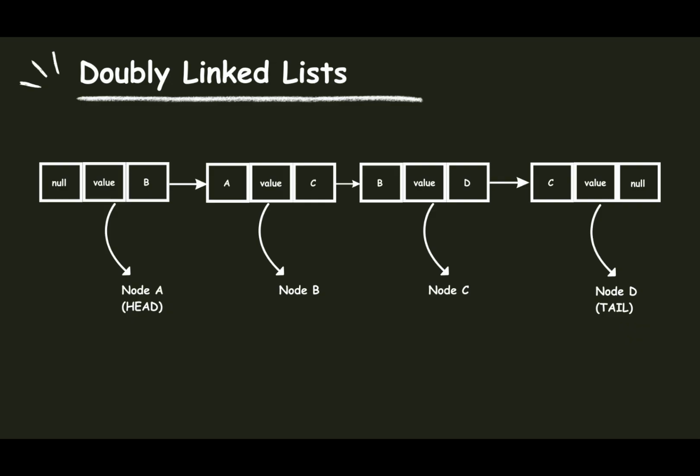The ability to traverse backward is useful in various applications, such as implementing undo/redo functionality or navigating through a browser history. Doubly linked lists require more memory per node compared to singly linked lists due to the extra previous pointer that points to the previous node in the sequence. Their implementation and maintenance can also be slightly more complex than singly linked lists.